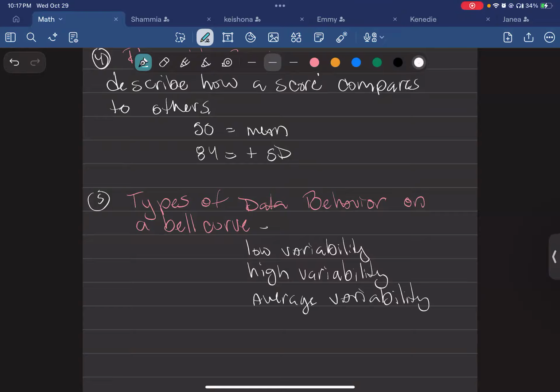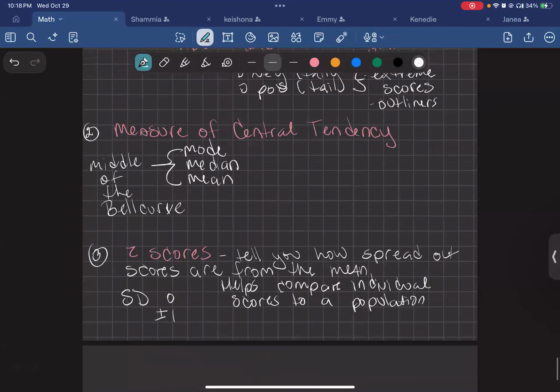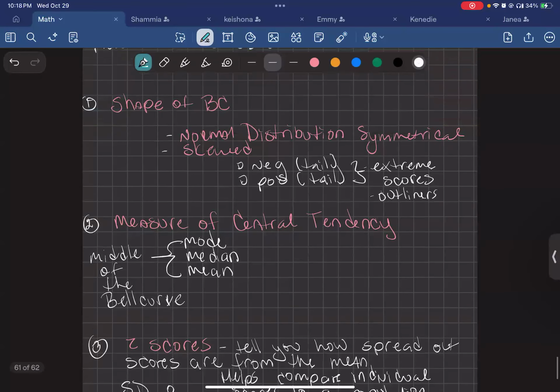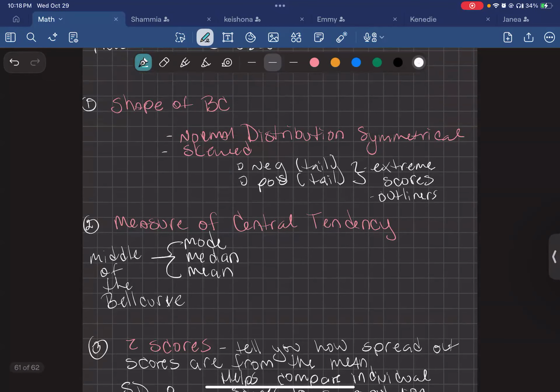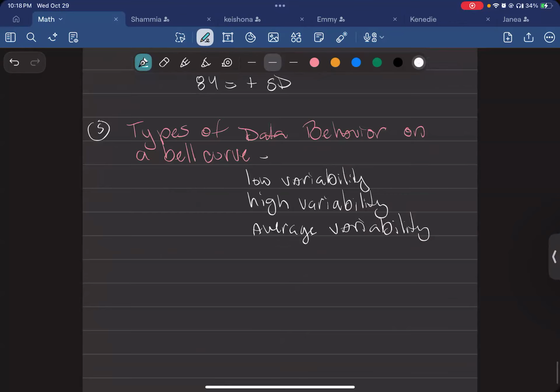Right, so we have types of data behavior on the bell curve, percentile ranks, right? We have z-scores. We have shape of the bell curve, measure of central tendency, and then I want to add the empirical rule, which will be the last one here. And we talked about that before, right? It breaks the bell curve down into percentages, and that also shows you how spread out the scores are around the mean. So we have the empirical rule.